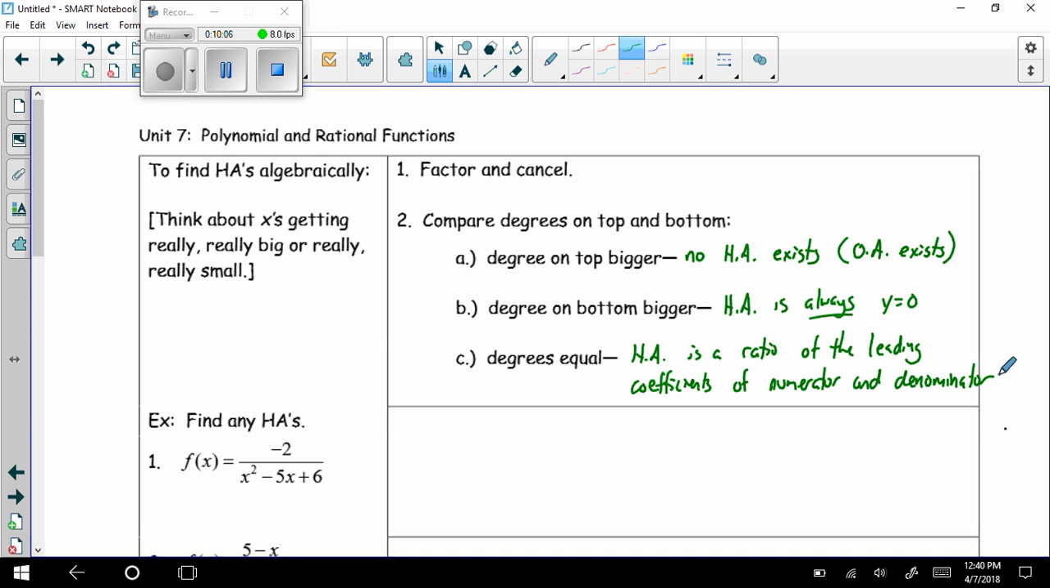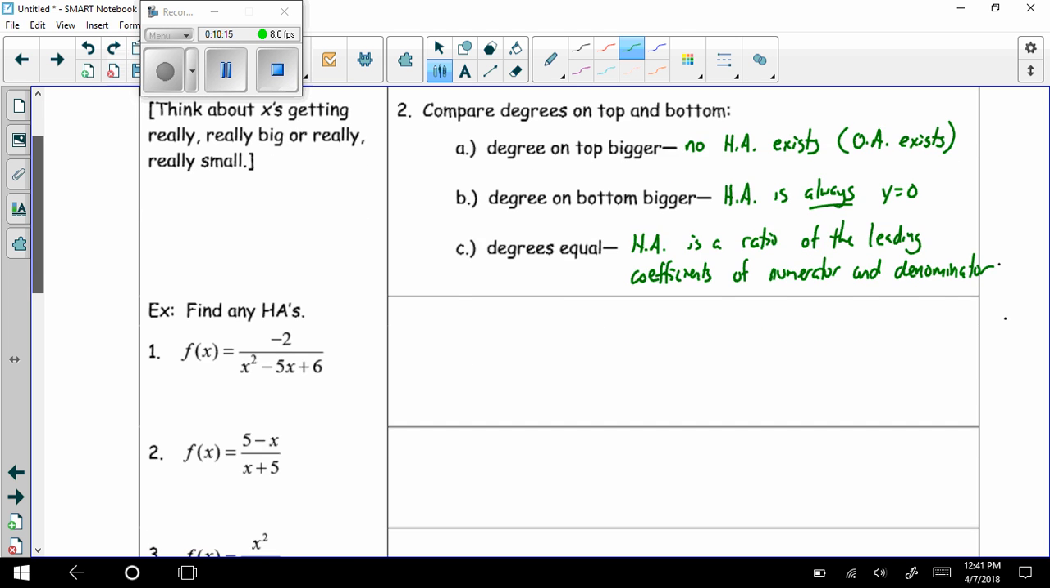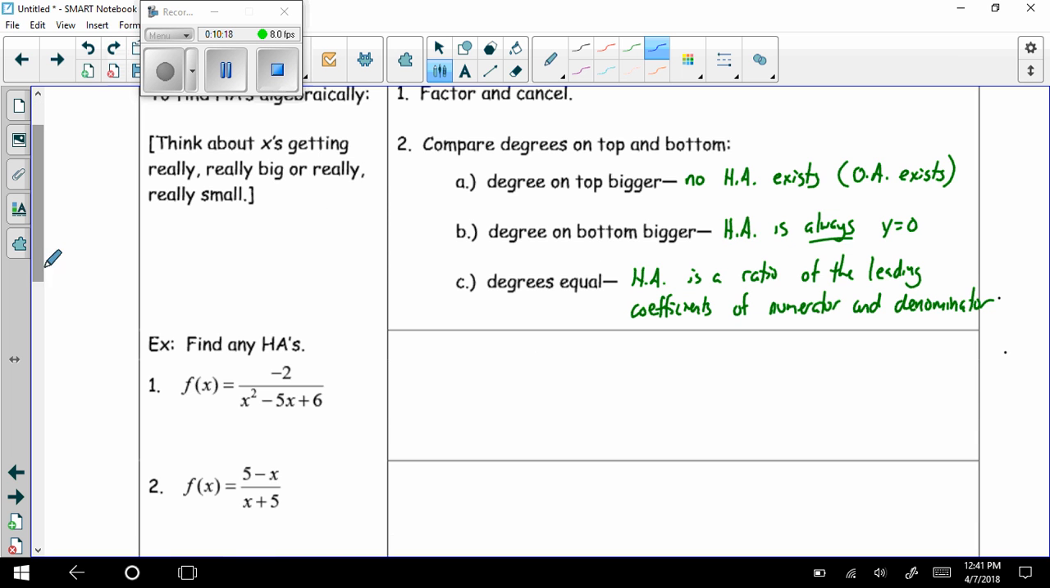And so here's kind of the three different setups of the different rules, and we're only talking about HAs here. We'll talk about slant asymptotes or oblique asymptotes later. But if you look at number 1, my degree is 0 on the top because there's no x, and the degree is 2 on the bottom. So this is similar to 2b because the degree on the bottom is bigger. Obviously, 2 is bigger than 0.